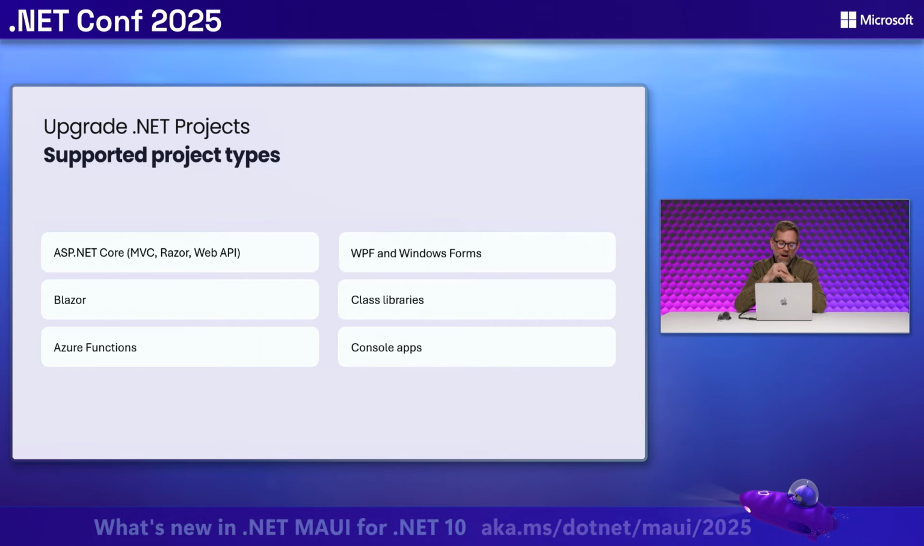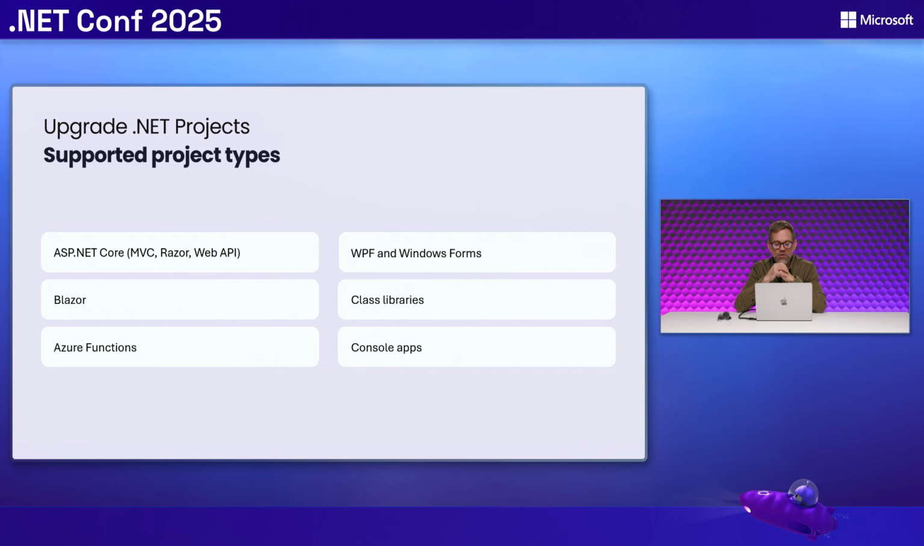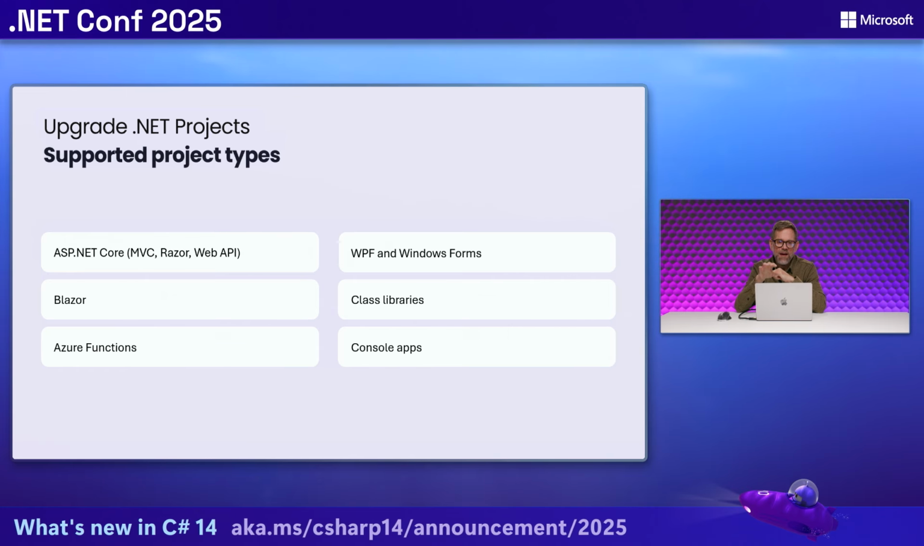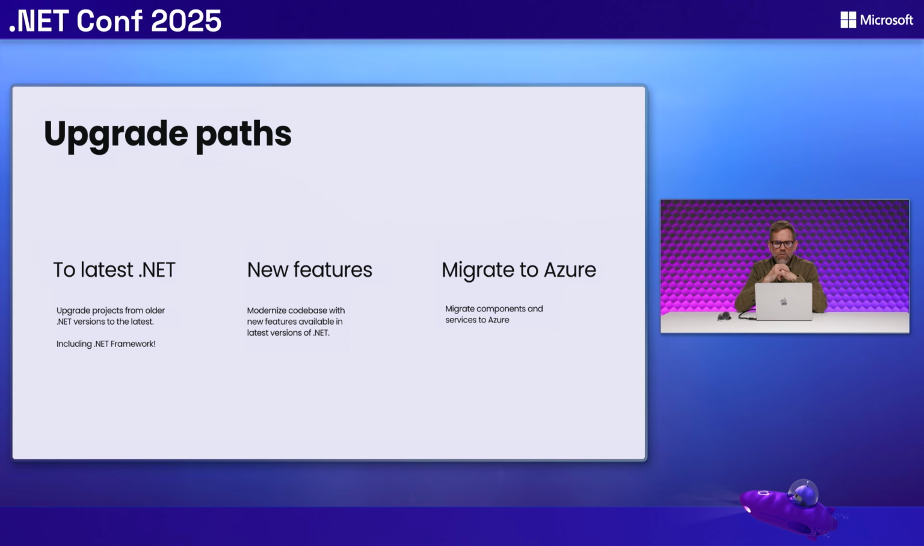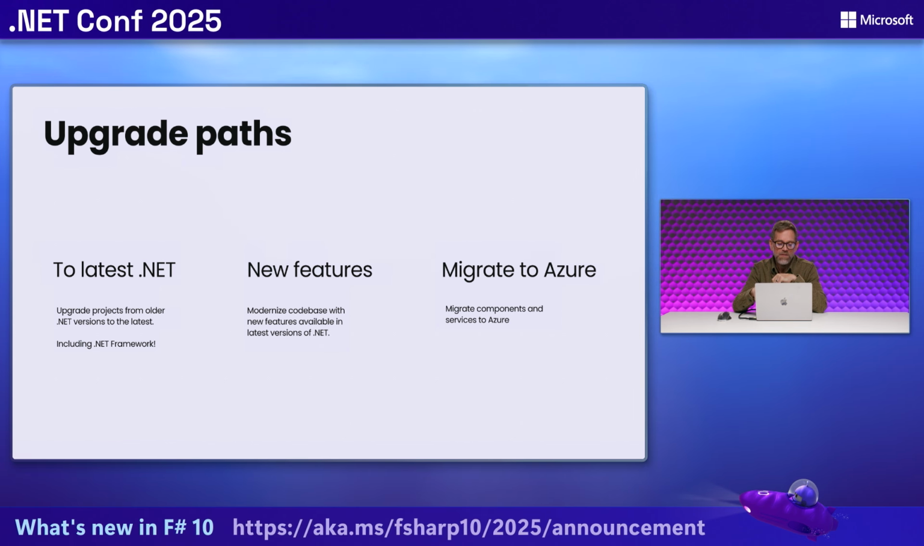Everything really that you might be dealing with, Blazor, Azure Functions, and so on. So that's really cool that all these applications are available for you to take from the older version to the newer versions of .NET. And so the upgrade path, as we talked about before, to latest .NET, you can add new features to them as you go along, and then migrating to Azure is the other upgrade path that you can take.